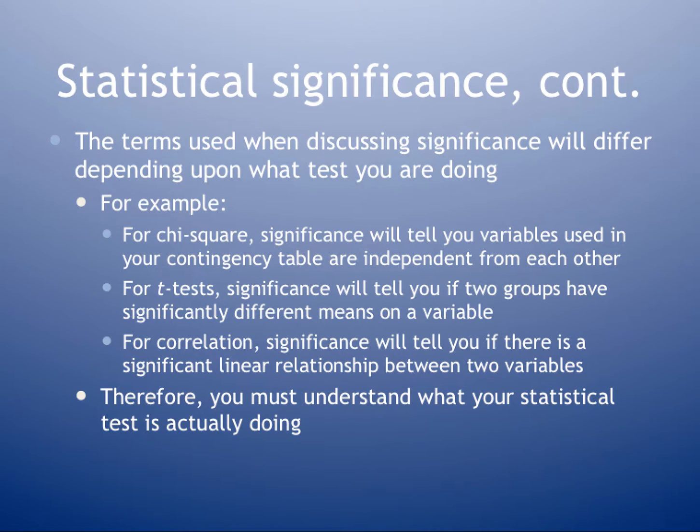So the terminology we use is different depending on the test you're doing. If we're doing chi-square, significance would tell you if variables in your contingency table are independent from one another, meaning the chances of one of them occurring by chance in the other variable is equal. It's just chance. Whereas when we go to t-tests, significance will tell you if two groups have statistically significantly different means on some target variable. And in correlation, it'll tell you if there's a significant linear relationship between two variables.